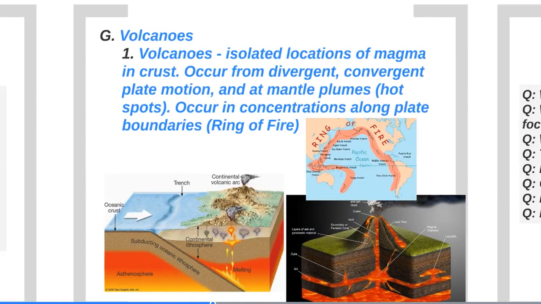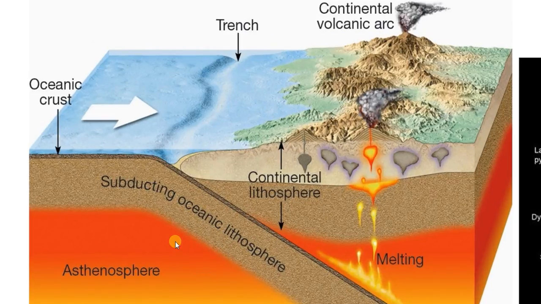But we're talking about volcanoes on this one. So volcanoes are basically isolated locations of magma in the crust. I know you don't have it written down yet. I'll go back to it. So here we've got a situation.